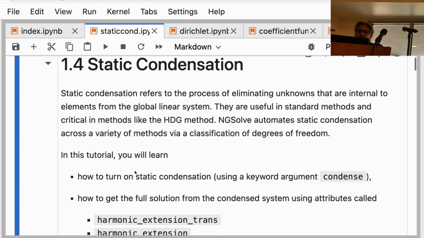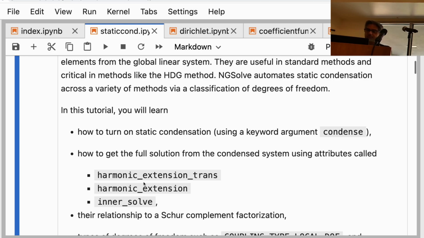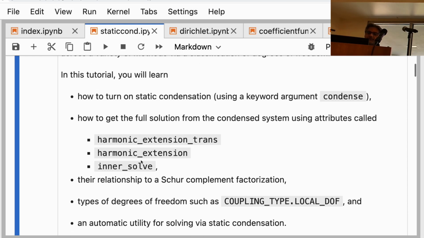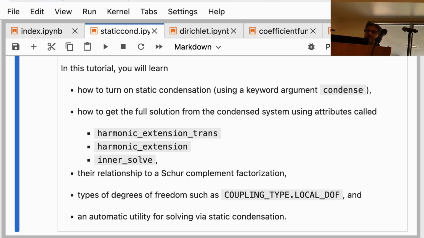Static condensation refers to the process of eliminating unknowns that are inside an element and don't talk to other elements. Okay, so they are useful for standard methods, but some people here are experts in HDG methods, and they are critical in HDG methods. So the purpose of this tutorial is to show you how to turn on the static condensation, and it's done by one keyword. The keyword argument is condense. Condense equals true or false.